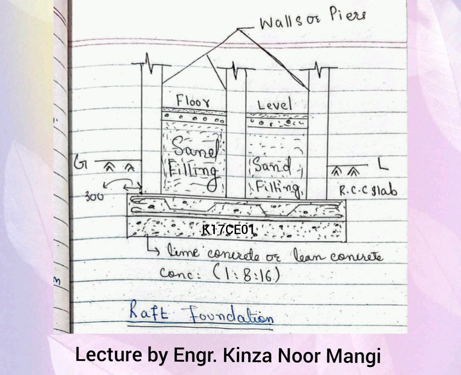When the isolated footing foundation is used, and in that case the space between the two columns is very close, then we use this foundation. And when the area of the foundation that is covered by the isolated footing is more than 50% of the area, then we go for the raft foundation.